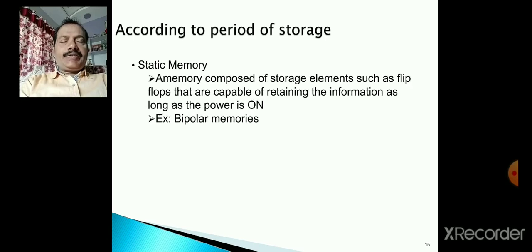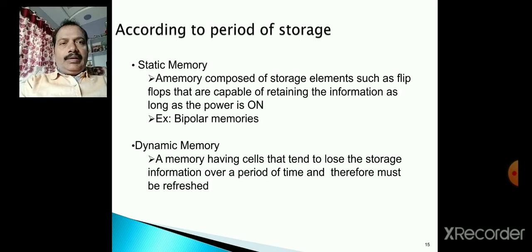According to the period of storage, that is, how much time the data will be stored, we can classify memory into static memory and dynamic memory. Static memory is composed of storage elements such as flip-flops that are capable of retaining the information as long as the power is on. The data is stored in the flip-flop. These flip-flops are constructed with transistors. So that is bipolar memories.